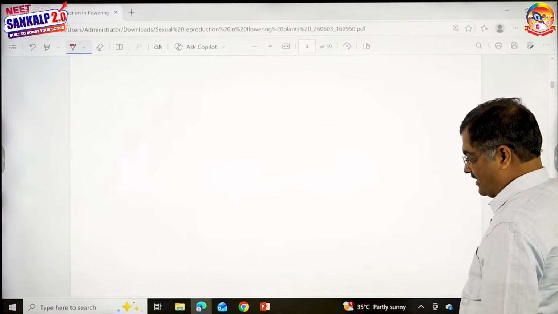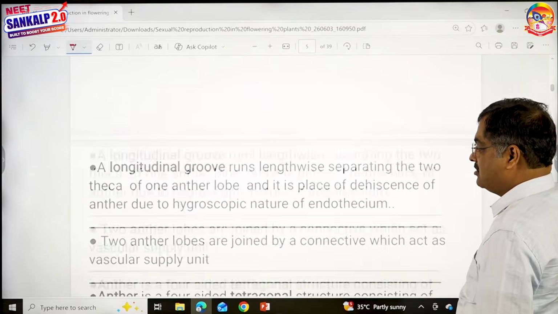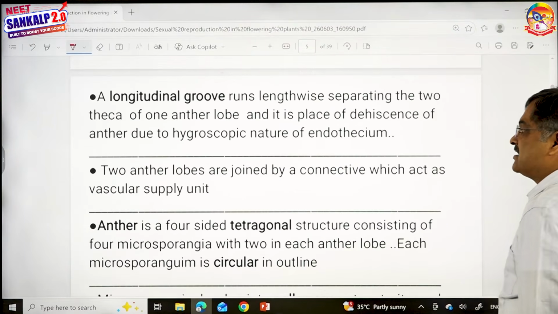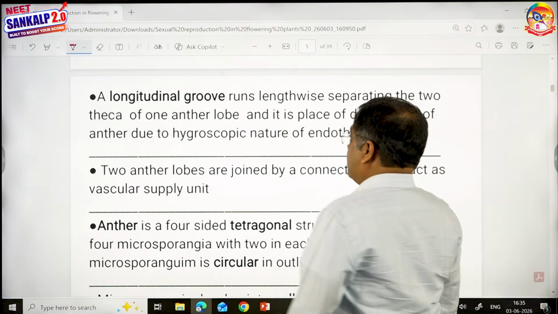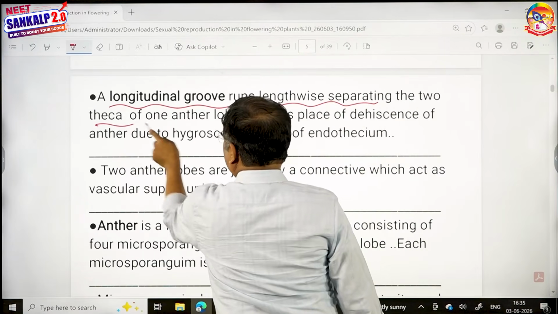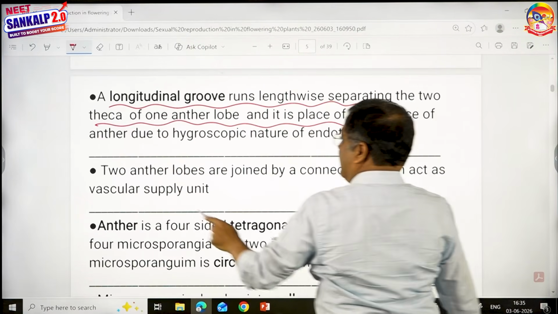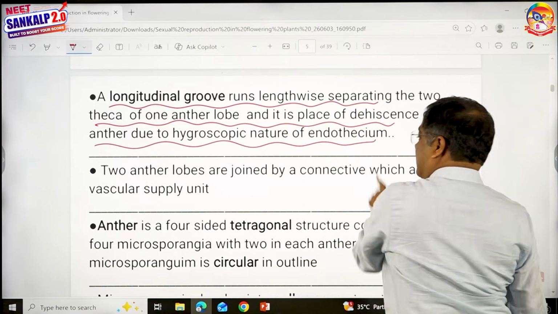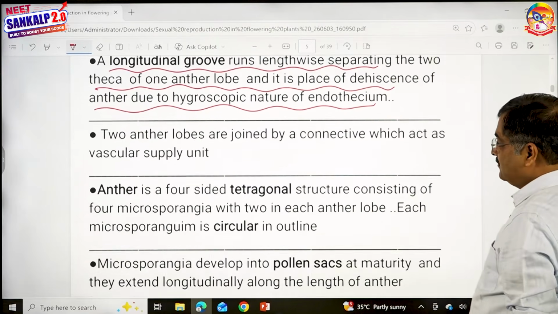Very easy. Nothing is there in this. Let us now look at all the points. Now you can easily run through this topic. The longitudinal groove runs lengthwise, separating the theca of one anther lobe. It's a place of dehiscence. Hygroscopic nature of endothelium will help.